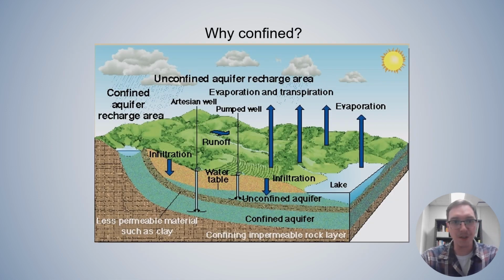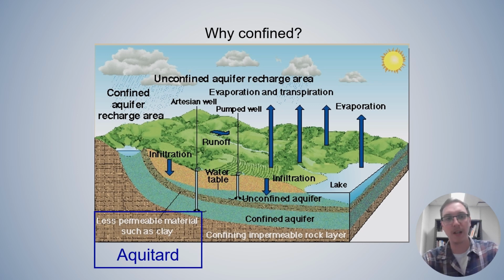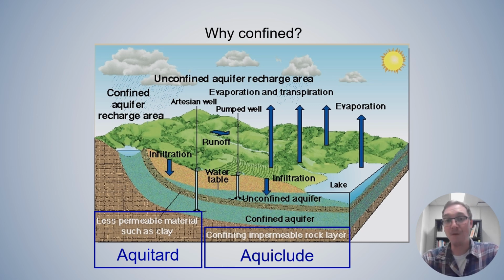We've kind of touched on all of this, right? Why a confined aquifer? Well, less permeable materials such as clays, that's what we call an aquitard. Confining impermeable rock layers, that's what we call an aquiclude. And those are kind of keeping sediment or water from moving through some layer of sediment and getting into the confined aquifer.